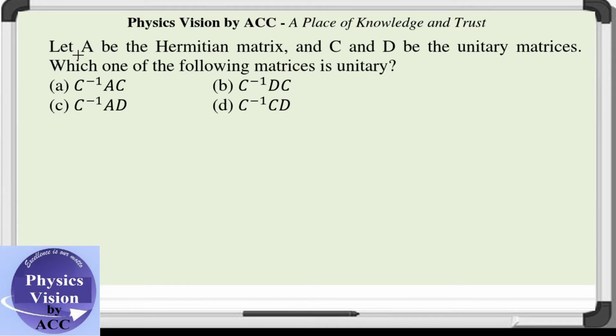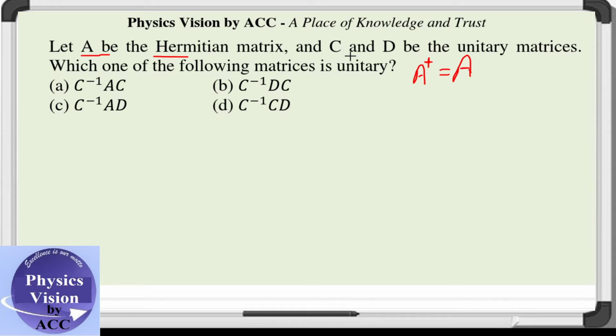The given question is, let A be the Hermitian matrix. What does it mean? It means A dagger, dagger meaning the conjugate of the transpose, is equal to A.